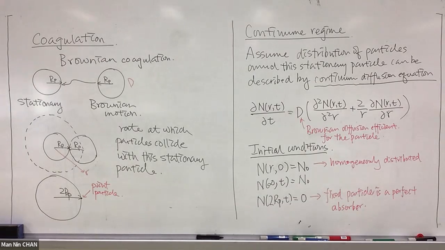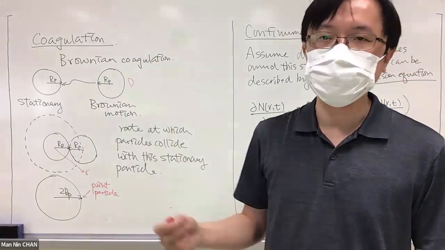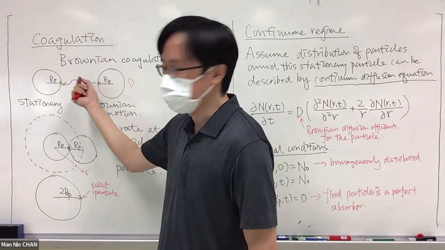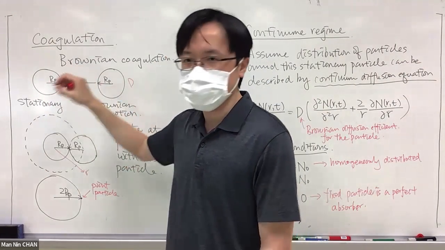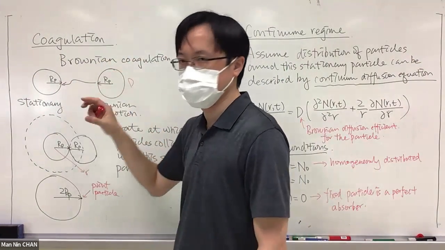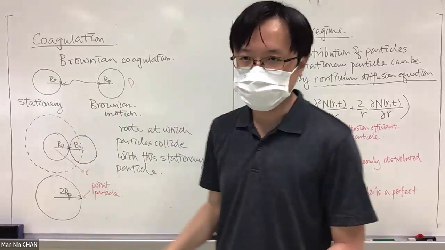Perfect absorber. So basically, in reality, intuitively you can think about it this way: when these two particles hit each other, or collide with each other, of course some of them will bounce off, right? So they will separate again. But here we just assume that every time a collision happens, they just stick together.